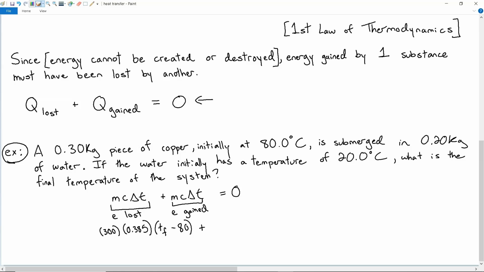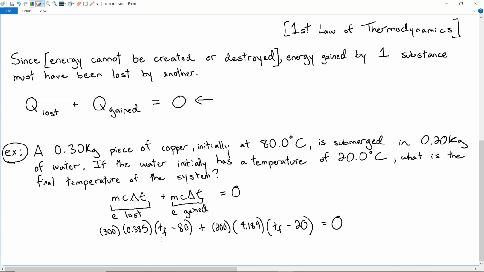And now I just need to do the same setup for water. So I have 200 grams of water. The heat capacity should be 4.184. And again, I don't know what the final temperature of the water is going to be, but it did start at 20 degrees Celsius. And this whole thing is equal to 0.